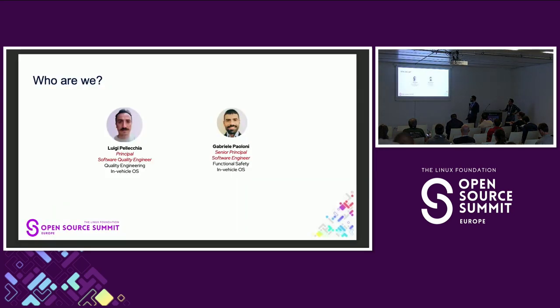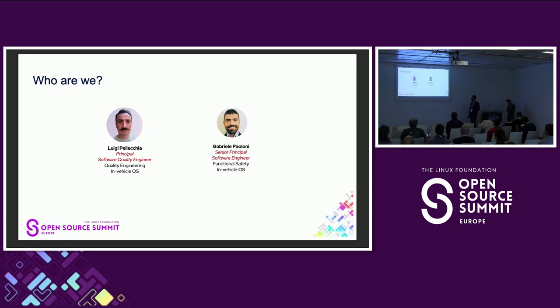And first, who are we? Luigi, can you hear me? Yes. Okay. My name is Luigi Pellecchia. I'm a principal software quality engineer at Red Hat, and I'm working on Rivals, which is our distribution for automotive. And myself, I'm Gabriele Paoloni. I'm a senior principal engineer at Red Hat, and I'm also the chairman of the governing board of the ELISA project.